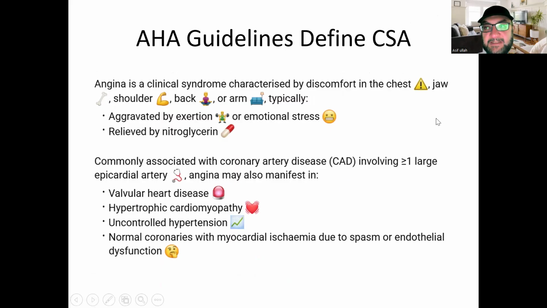So there is a discomfort in the chest, jaw, shoulder, back, or arm, typically aggravated by exertion or emotional stress, and may be relieved by nitroglycerin, but not definitely, because nitroglycerin can relieve esophageal spasm as well.